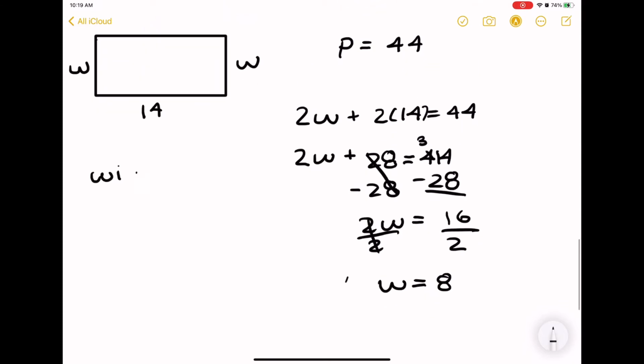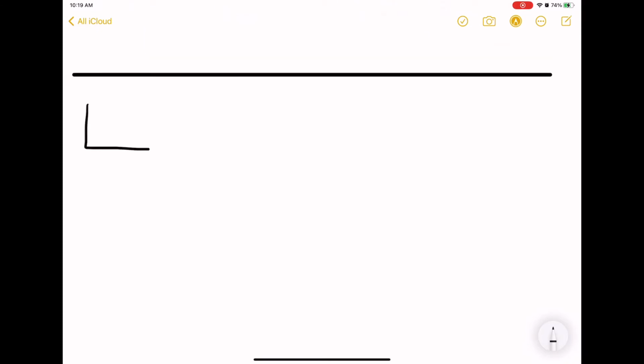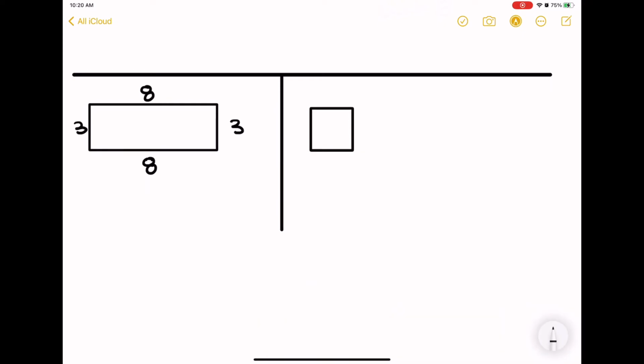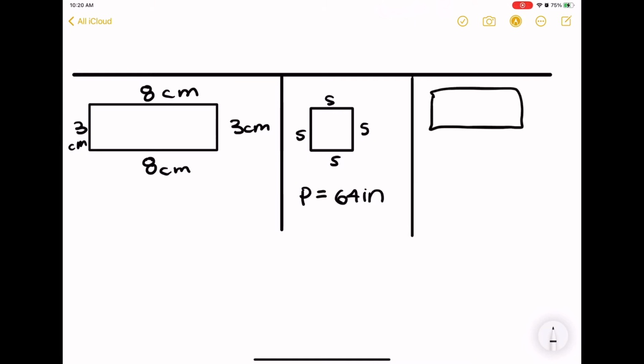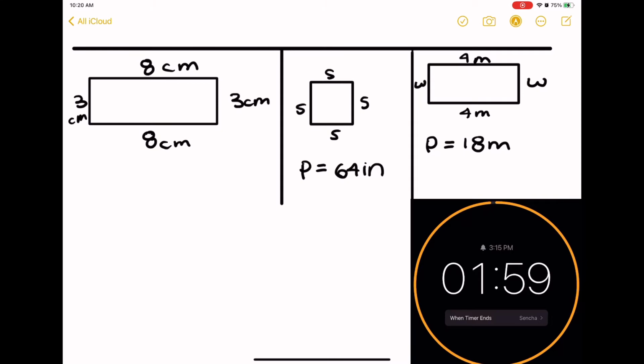Now you all are going to do 3 practice problems all by yourselves. So you're going to go ahead and find the perimeter of this first one, and then find the missing side for the second one, and then also find the missing side for the last one. You'll have 2 minutes.